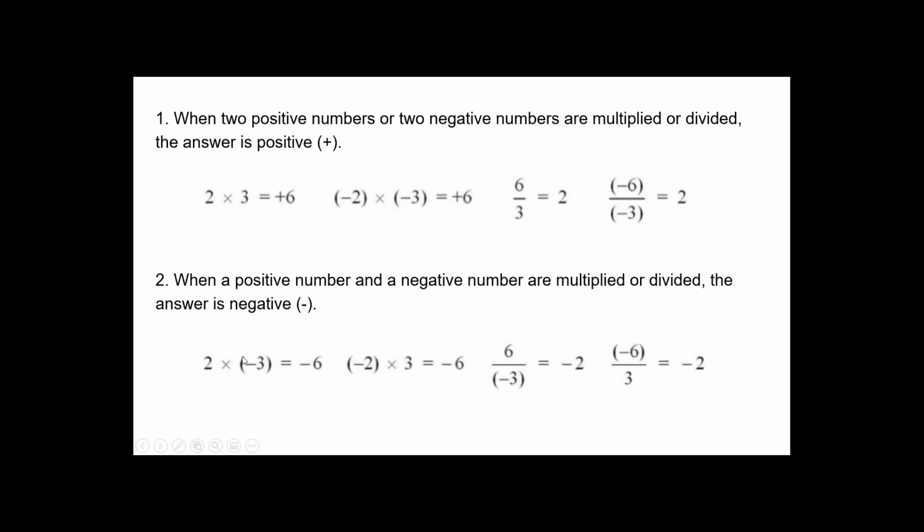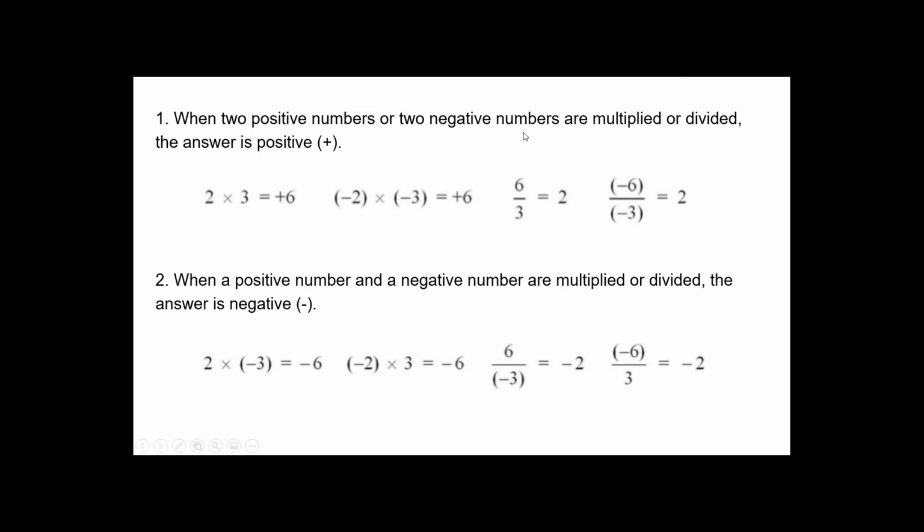So now we're going to do a little bit of math with this. When 2 positive numbers or 2 negative numbers are multiplied or divided, the answer is positive. So if you see here, we have 2 times 3. These are both positive. The outcome is 6. So we would write either a +6 or just a 6. And honestly, just write 6. You don't need to do the plus. It's not going to be marked wrong, but we will use plus and minus later. So you don't need to do it now.